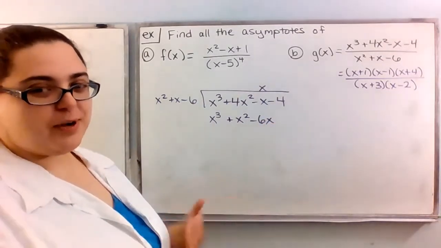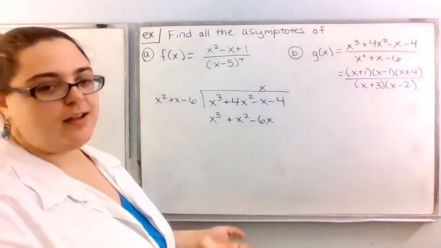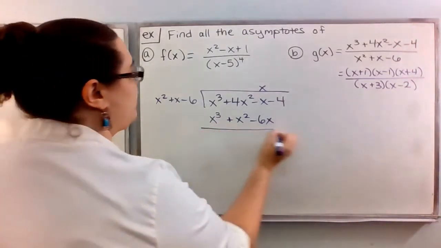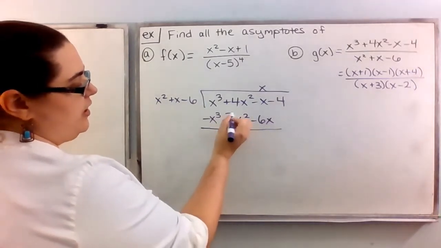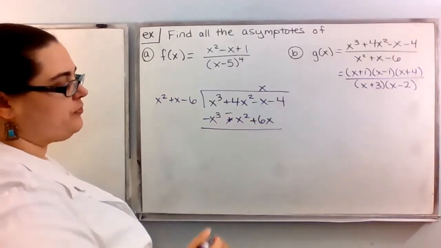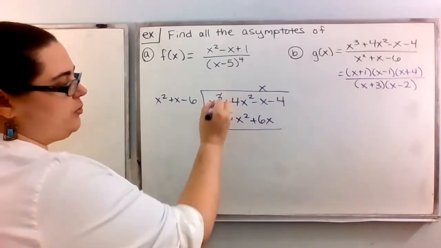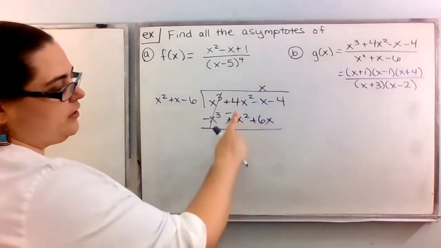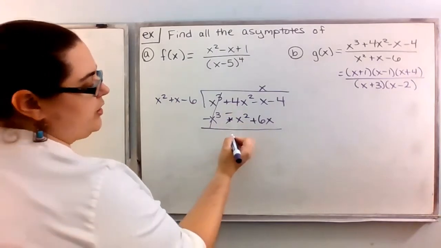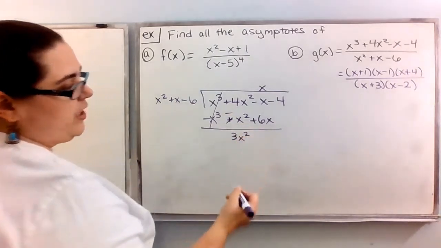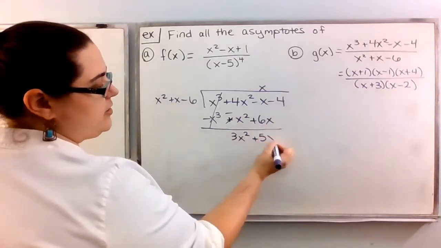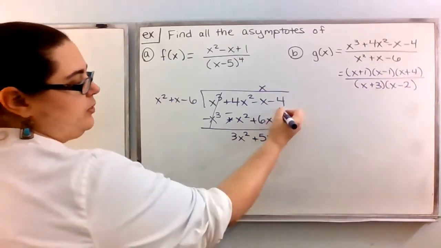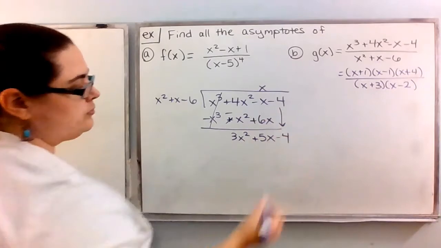Okay, now we did the multiplying, now we do subtracting. So for subtraction this time, I'm going to change the sign of everything. So this is negative, negative, positive. X cubed minus x cubed, poof, go away. 4x squared minus 1x squared is 3x squared. Negative x plus 6x is plus 5x. And then we bring down the -4.